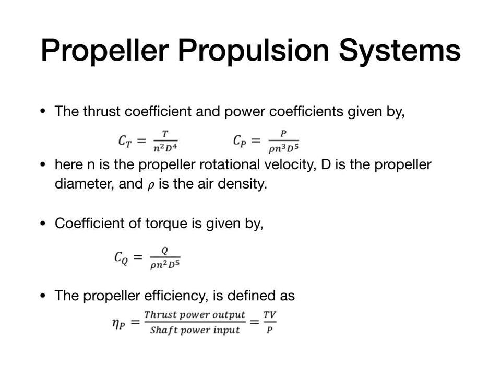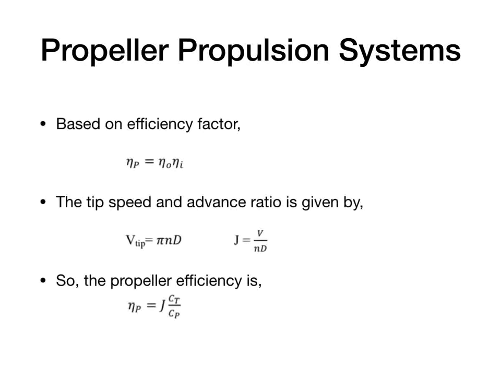The power coefficient can be put in terms of brake horsepower with the proper unit conversion. A dimensionless form of the torque, Q, is defined as CQ equal to Q by rho n^2 d^5. The propeller efficiency, or the propulsive efficiency, is defined as the ratio of thrust power output to the shaft power input. So eta p is given by T into V by P, where V is the true airspeed.